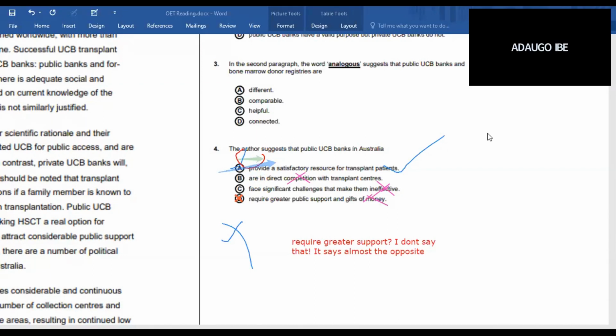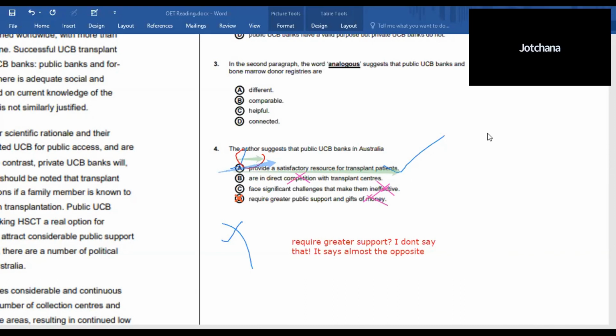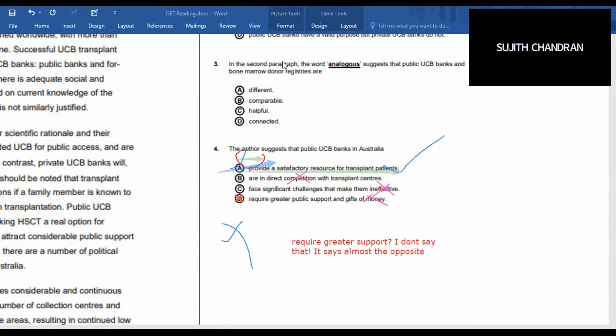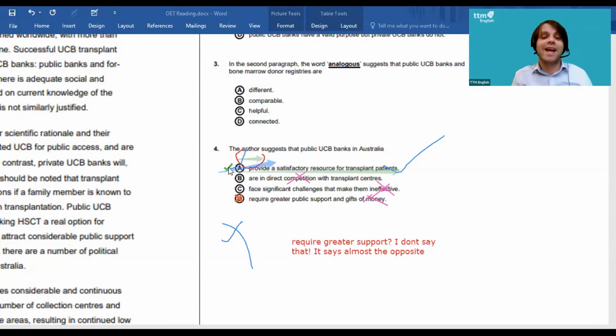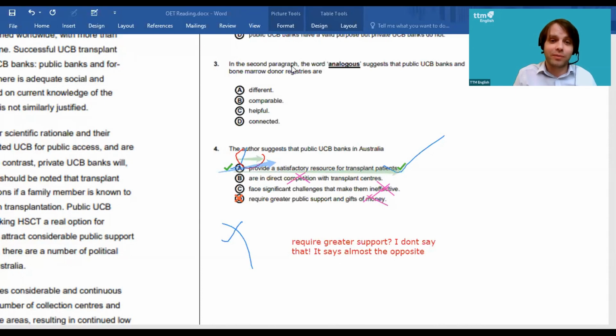What do you think? Ushani says A. Victoria says A. Mirabella's got A. Cynthia's got A. Joshua's got A. Matt's got A. Sujith A. Oh, this makes me feel very, very good because the answer is B. No, I'm just kidding. The answer's A. It's just a joke. Of course, it's A. Well done.